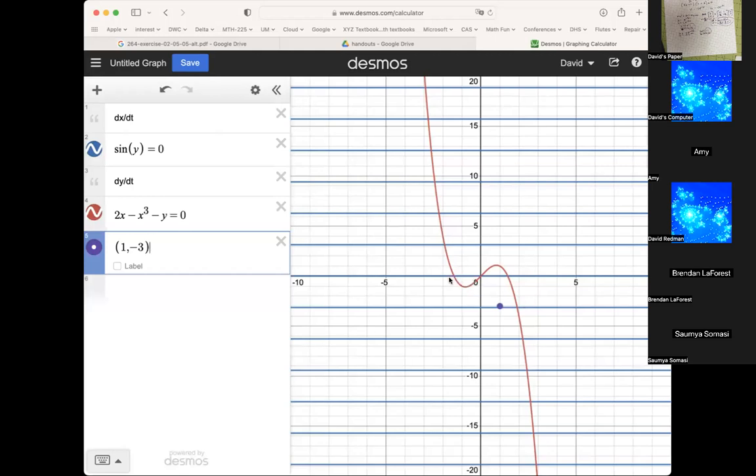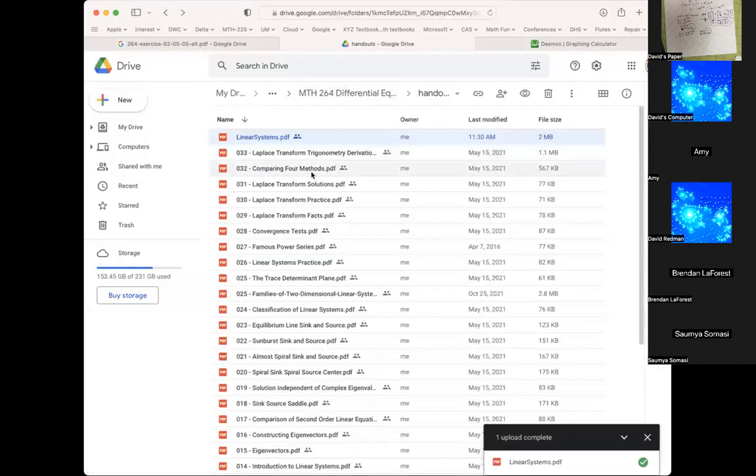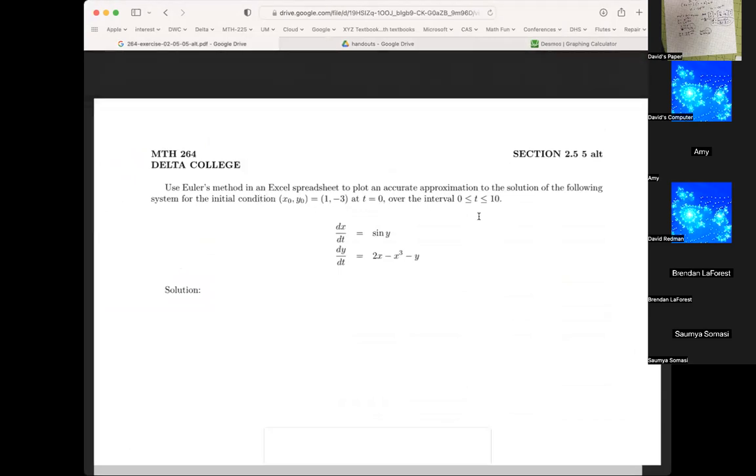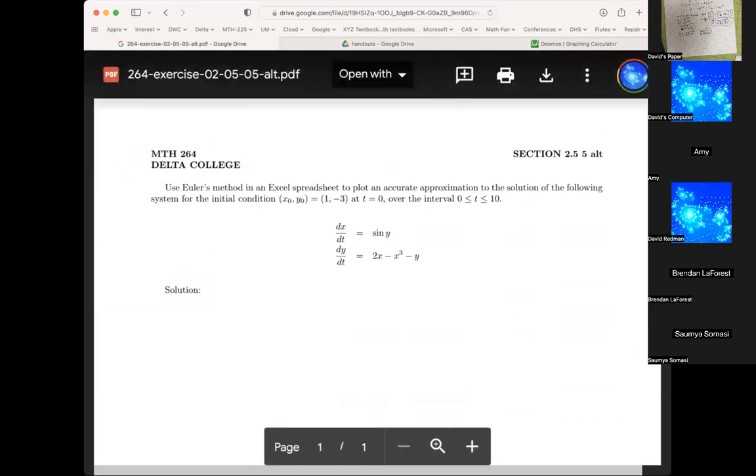See, this cubic equation right here is crossing at this horizontal line, but it's also crossing at every horizontal line above it and below it. Well, let's go back to the equation. Where's the problem? Here's the problem. I'm supposed to use Euler's method to approximate a solution starting at minus 1 and 3.